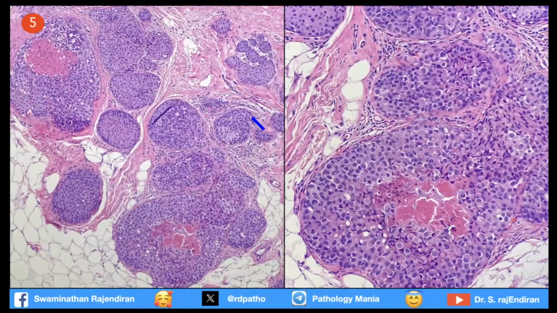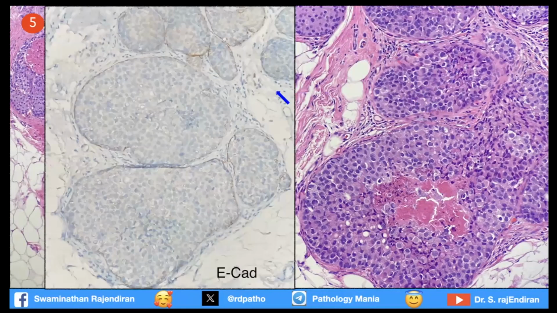Now we are going to case number 5. There is a lot of necrosis and uniform cells, and some of these cells are pleomorphic. And when you do the differential diagnosis, here is a DCIS and pleomorphic LCIS. And when you do E-cadherin, it is totally negative. In DCIS, it has to be positive.